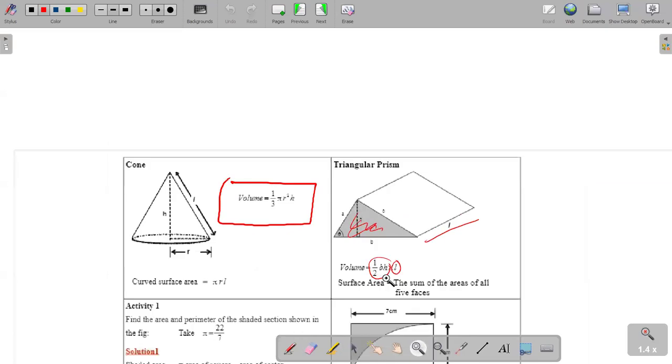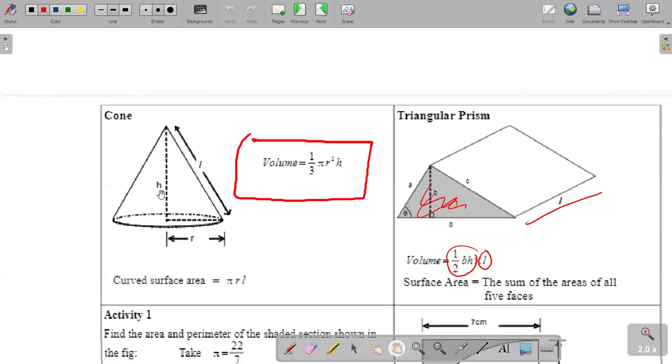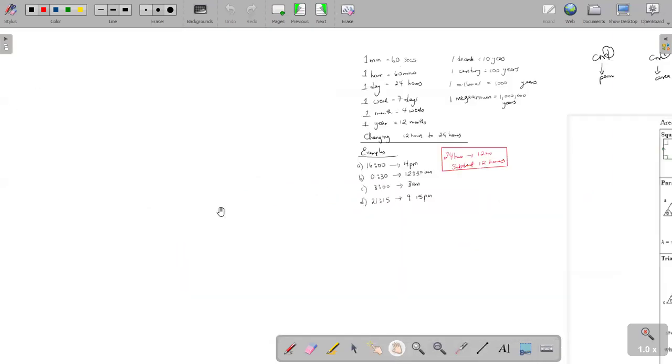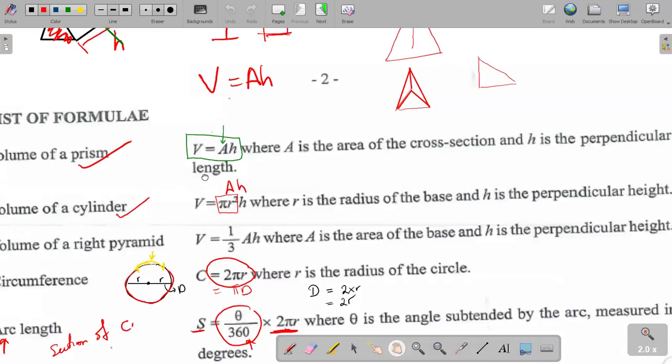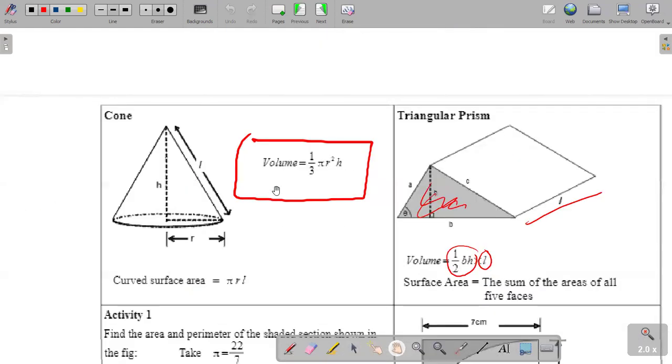Here we have a cone. Did a cone formula come for the exam? Let me see. No, they did not. They love a cone. I don't know what's going on with them and cones, but please memorize this formula here. Very, very important, because it's not going to be given in the exam. 1/3 pi r squared times h.